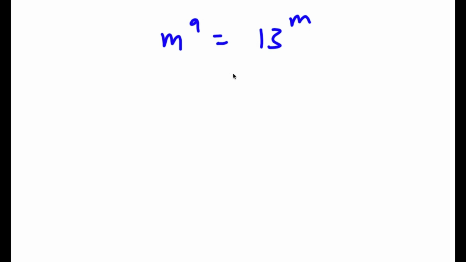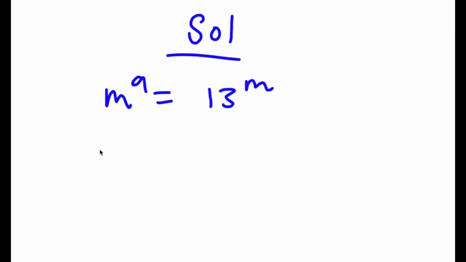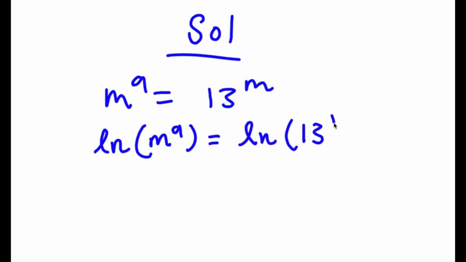In today's video, I'm going to be teaching you guys how to solve this exponential equation. So we have m to the power of 9 is equal to 13 to the power of m. Now for this solution, we're first starting with m to the power of 9 is equal to 13 to the power of m. Now what I'm going to do is I'm going to take the ln on both sides. So now I have ln of m to the power of 9, and now this is equal to ln of 13 to the power of m.